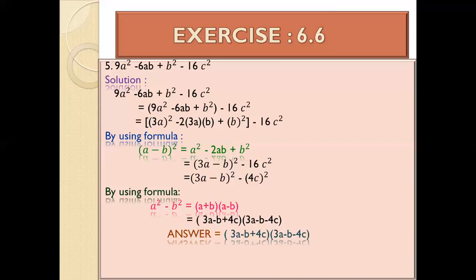Again, which formula will apply here? A square minus b square. A square minus b square is equal to a plus b into a minus b. A is 3a minus b and b is 4c. A plus b is 3a minus b plus 4c, and a minus b is 3a minus b minus 4c.